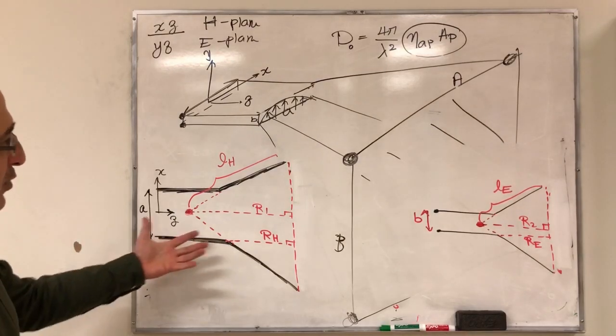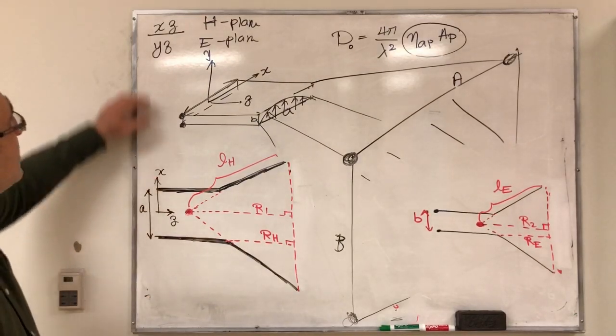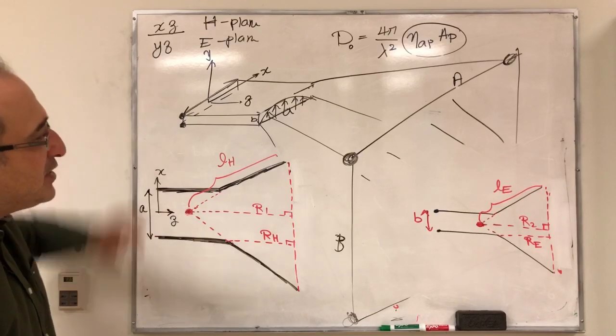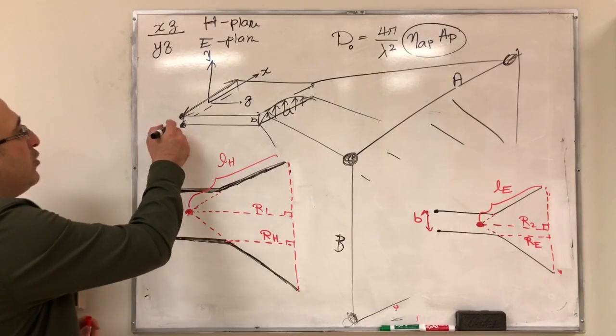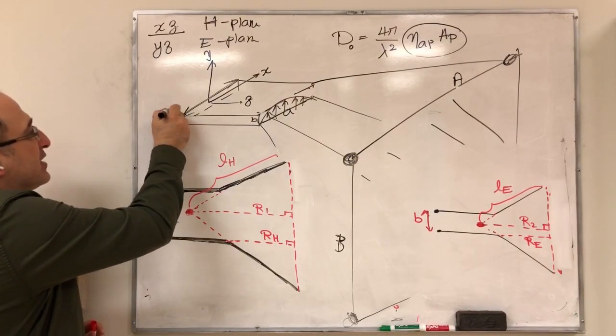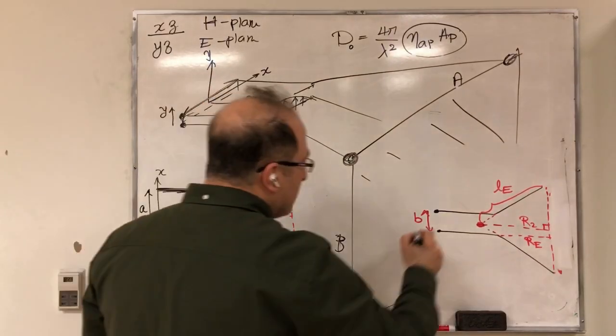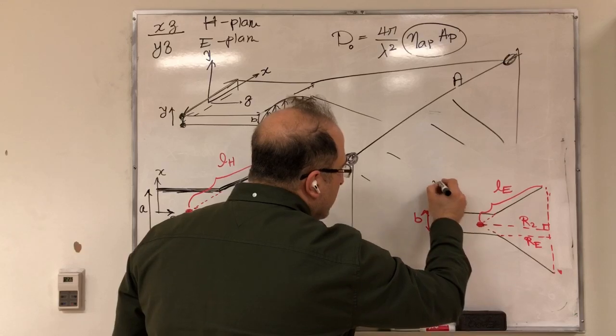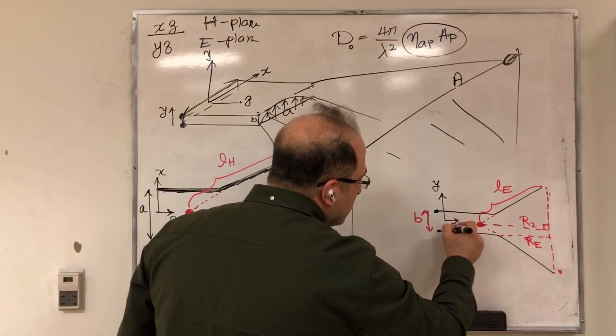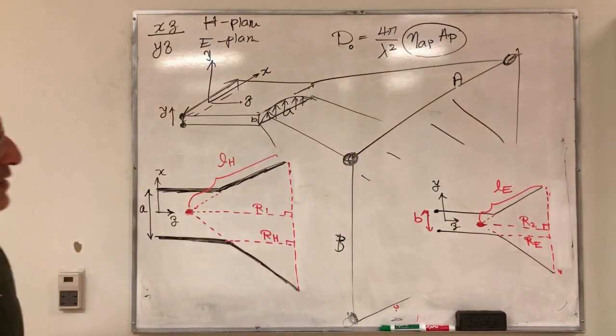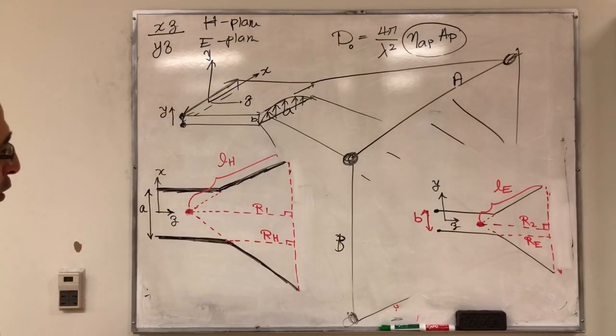And E stands for E plane. If you compare that, they're very similar. This one was in the XZ, H plane. This one is going to be in the YZ. So you start from here. This is essentially the Y axis according to this coordinate. So I can just say this was Y and this was Z. So these are the two cross sections that I have for my horn antennas.